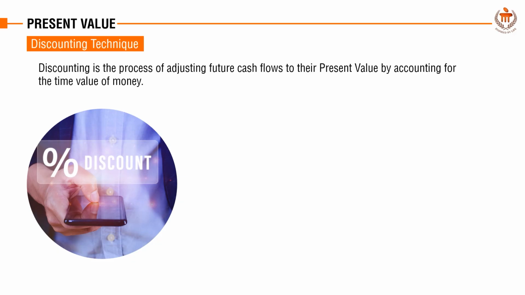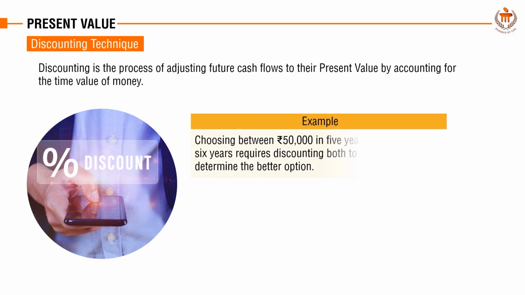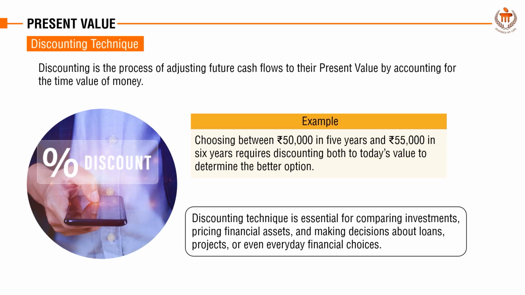Now, how is this concept of present value and discounting important? To understand this, imagine you are evaluating two investment options. One pays you rupees 50,000 5 years from now. The other pays you rupees 55,000 6 years from now. For once, the second option sounds better because it offers more money. But only by discounting both amounts to their present values, you can determine which investment truly gives you the higher value in today's terms. This technique is essential for comparing investments, pricing financial assets, and making decisions about loans, projects, or even everyday financial choices.